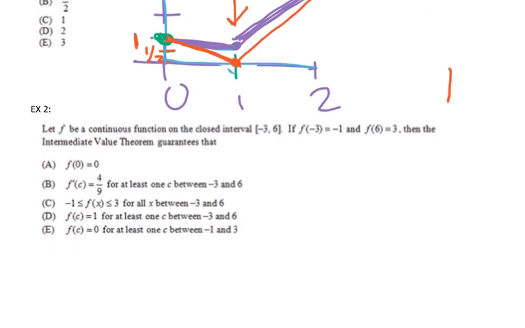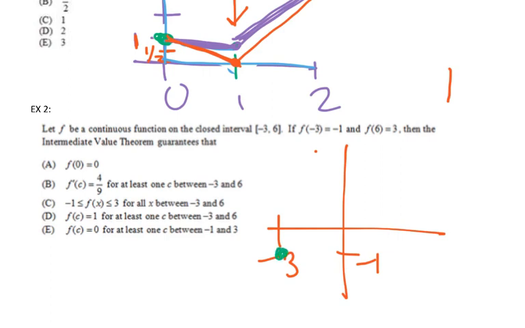Okay, let's try another one. Example 2. Let f be a continuous function on the closed interval from -3 to 6. If f of 3 equals -1, so again, I'm going to draw a picture for myself, -3, and we're hitting -1, drawing a point, and f of 6 equals 3, drawing a point, then the intermediate value theorem guarantees, does it guarantee that f of 0 will equal 0?